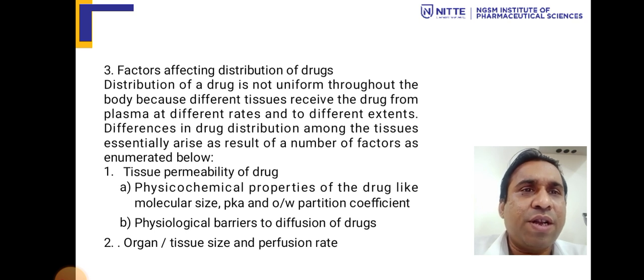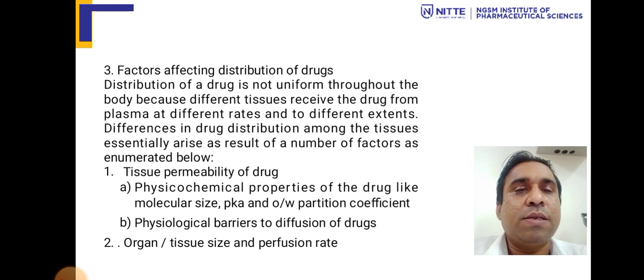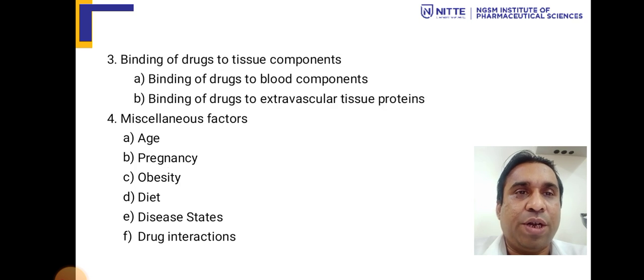What are the factors affecting distribution of drugs? Distribution of drug is not uniform throughout the body because different tissues receive the drug from plasma at different rates and to different extents. Differences in distribution among the tissues essentially arise as a result of a number of factors, which are given below. Tissue permeability of drugs. Physicochemical factors of drugs like molecular size, pKa, oil and water partition coefficient, and physiological barriers to diffusion of drugs. Then it depends on organ or tissue size and perfusion rate.